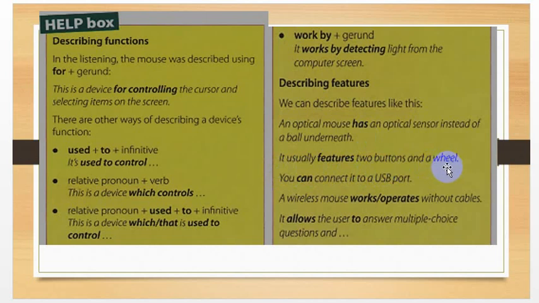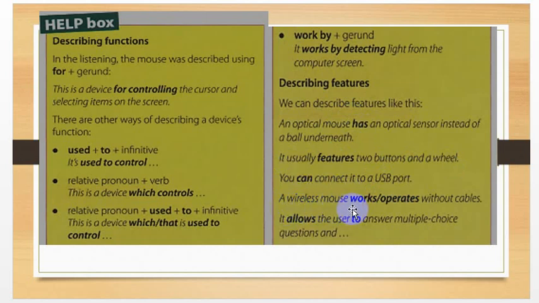It usually features two buttons and a wheel. A mouse features, it means parts. It usually features two buttons and a wheel. When you see a mouse, it has two buttons and a trackball inside. You can connect it to a USB port. Can. You can, with has, feature can. Okay, you can describe a device.